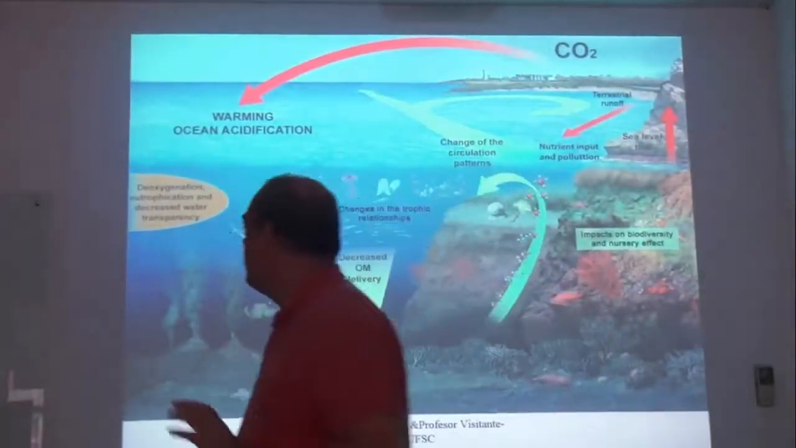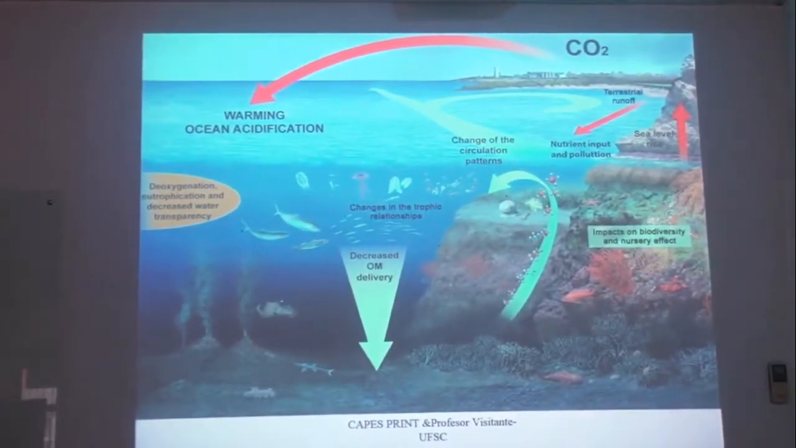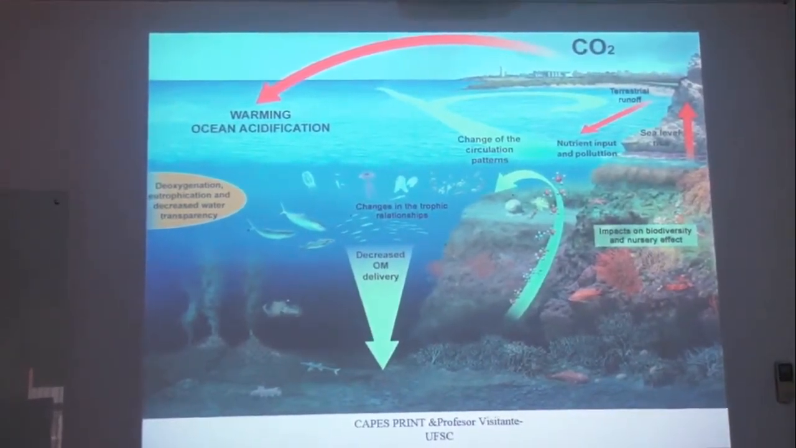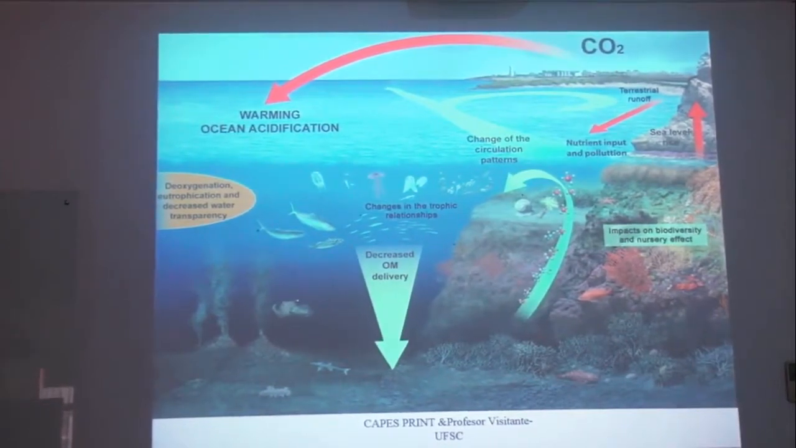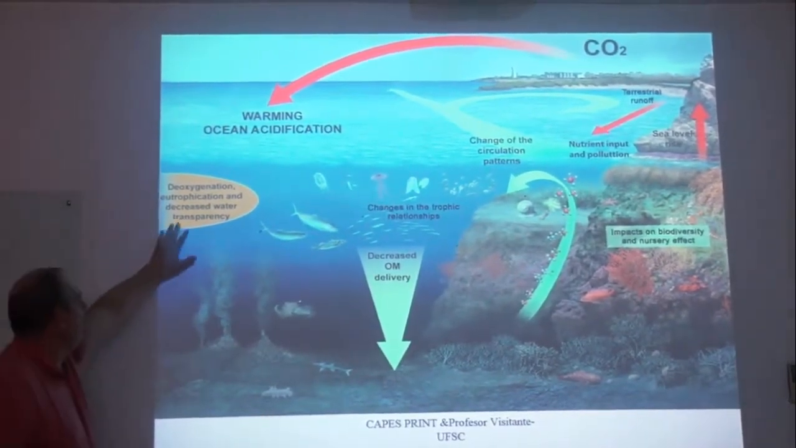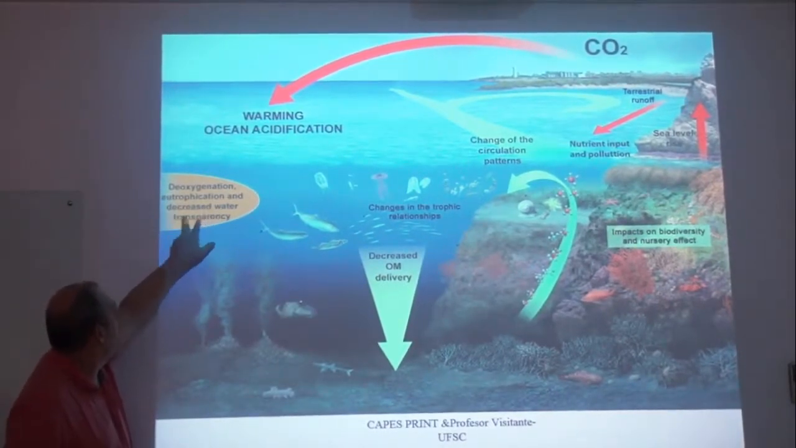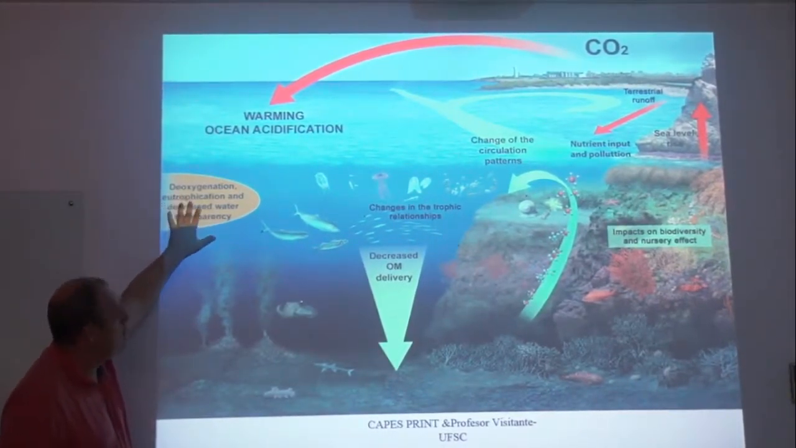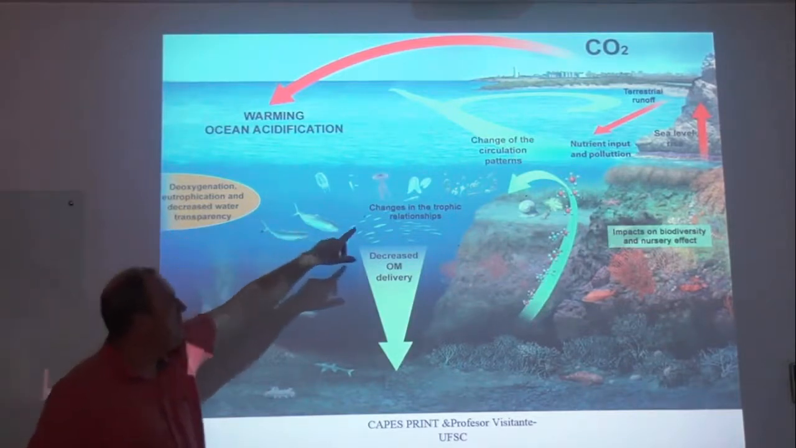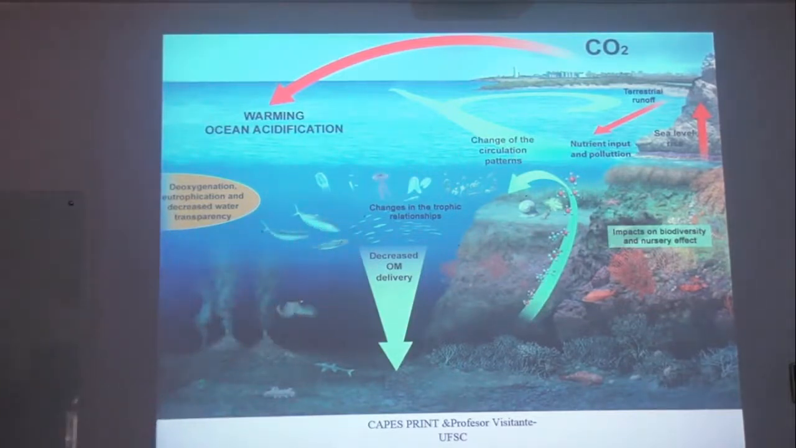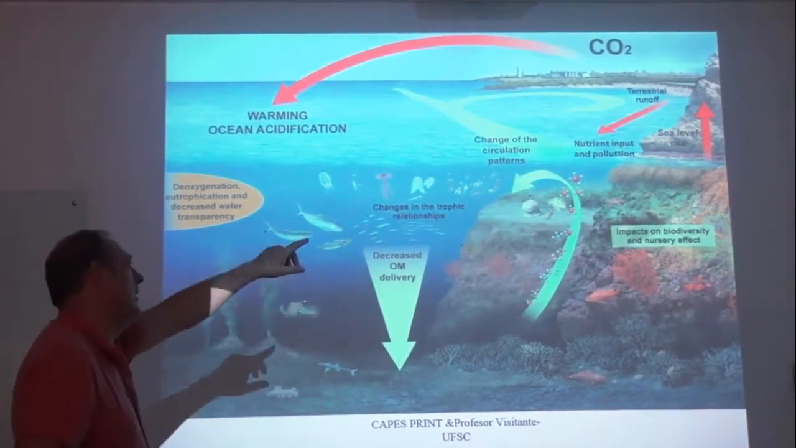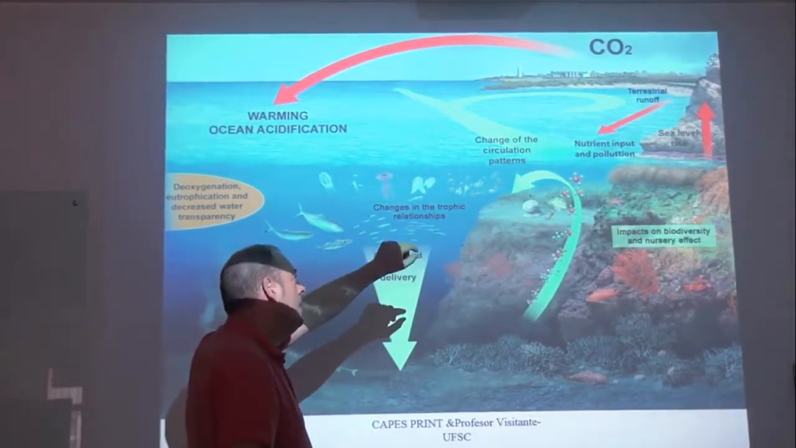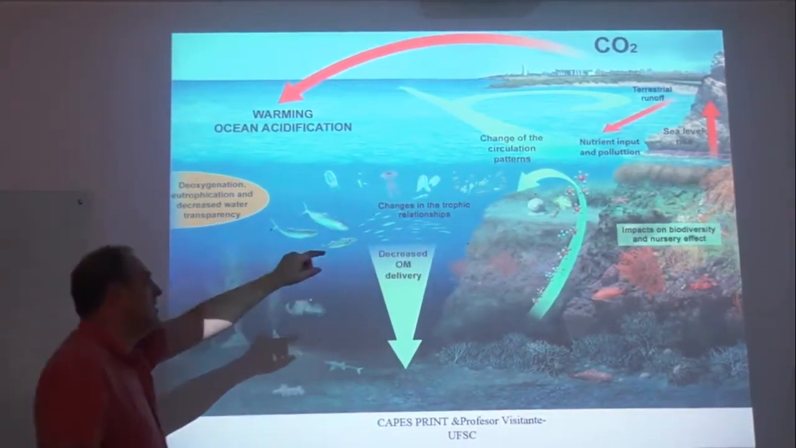So what will happen? This is a general scheme of what could happen with climate change. CO2 is rising, with warming and ocean acidification, deoxygenation and eutrophication, and decreasing water transparency. This may be one of the problems. Change of the circulation patterns is another potential problem. Terrestrial runoff is also changing because of the droughts and floods, and the patterns of interaction between the land and ocean systems.